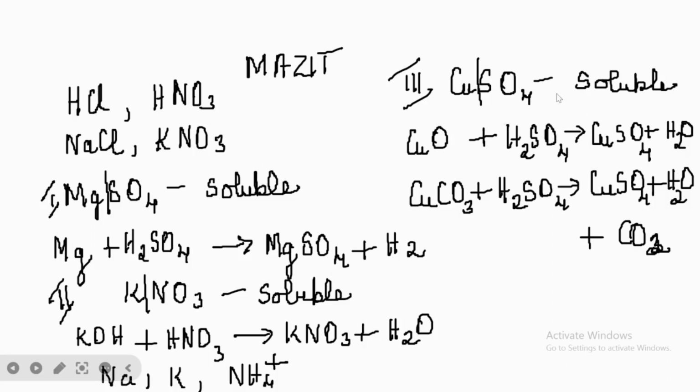We know copper sulfate is a soluble salt. So first and foremost, put a line in the center and find out from which acid it has been derived. This salt has been derived from sulfuric acid. Then check whether your metal is a MAZIT metal or an active metal. It is neither a MAZIT metal nor any of the active metals, sodium, potassium, nor is it an ammonium salt. Then, if it is neither of these, you take the respective oxide or carbonate. The oxide plus acid gives you salt and water. Carbonate plus acid gives salt, water, and carbon dioxide.